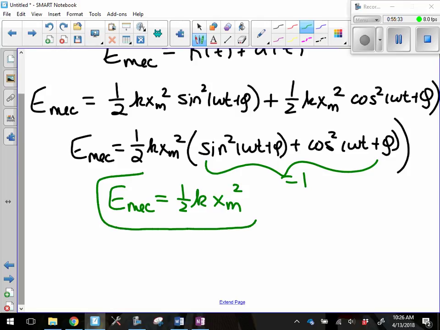So this tells you that the total energy of a simple harmonic oscillator is 1/2 k xm squared, which is the amplitude squared. Okay. What's the amplitude squared? xm squared. xm is the amplitude.